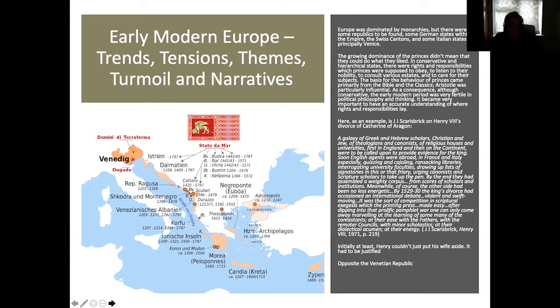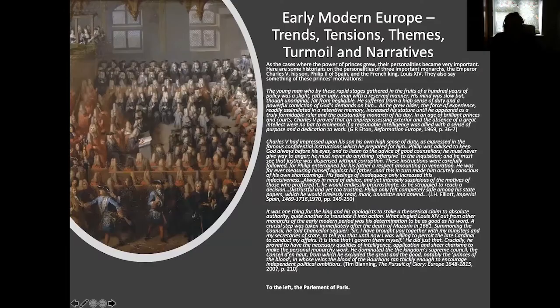But this kind of argument about who was right and who was wrong was very powerful. And then I thought I would give you a few descriptions of these three examples of these monarchs, the ones who are trying to increase their status. But it also indicates, again, their motivations and what they were like. Now, this is Charles V to start with, again, from Elton's Reformation Europe.